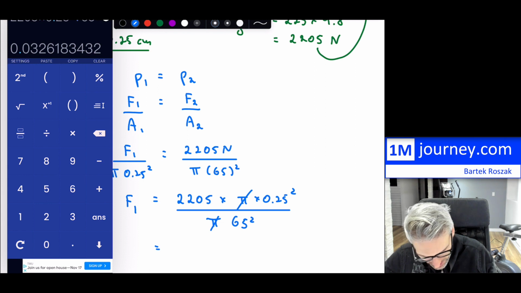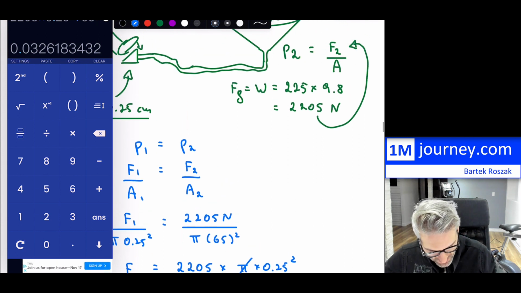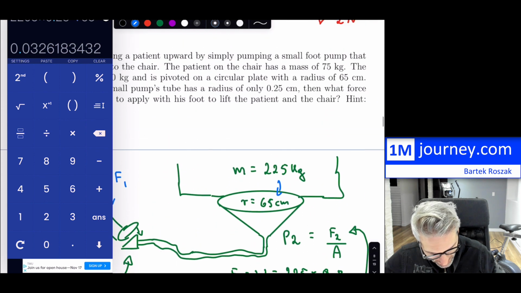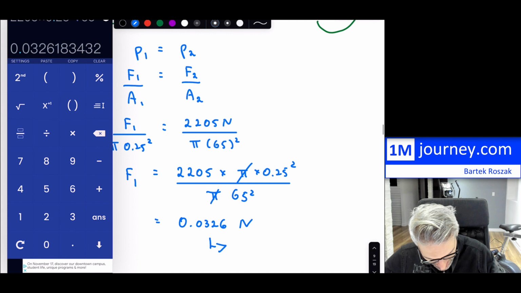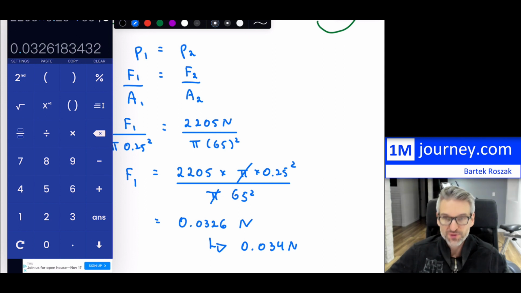So if you substitute this whole thing in, you're getting 0.0326, etc. newtons. All right. So if we wanted, I think we had 2. Okay, so let's just keep it to 2 significant figures. But it doesn't matter, whatever you want to keep it to. The point is, look how tiny this force is.